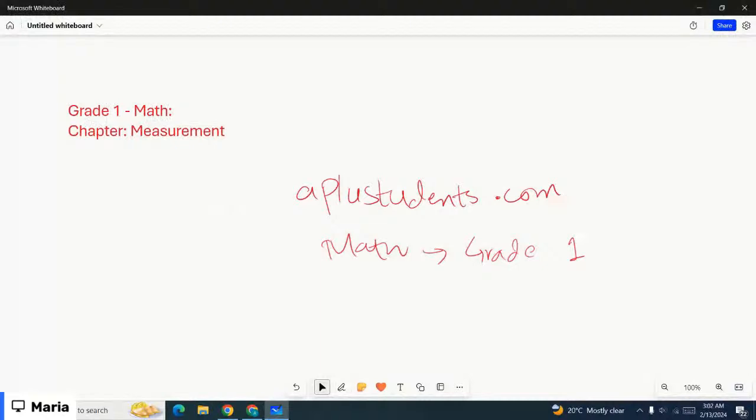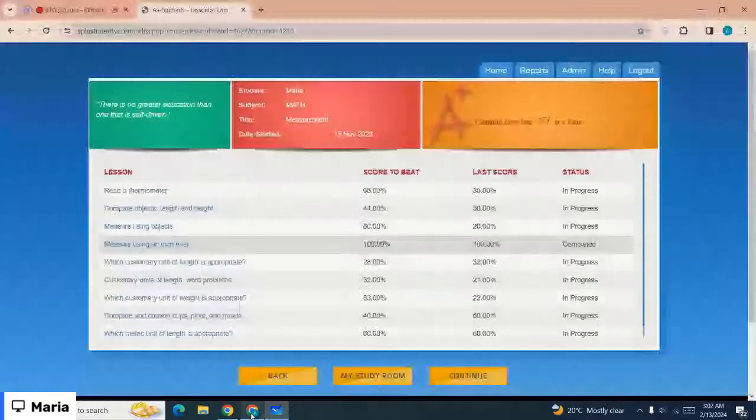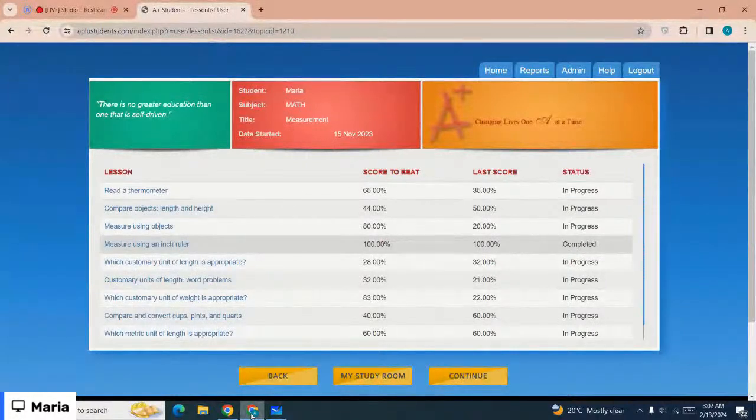We're going to start with the chapter measurement. Please make sure you have your notebook and pencil so that you can note down the important examples and definitions as well. Let's start with the first lesson, that is read a thermometer. Basically, we're going to learn how we measure different things like length, weight, height, temperature. Whenever we need to measure the temperature, we use the thermometer to read the temperature, right?